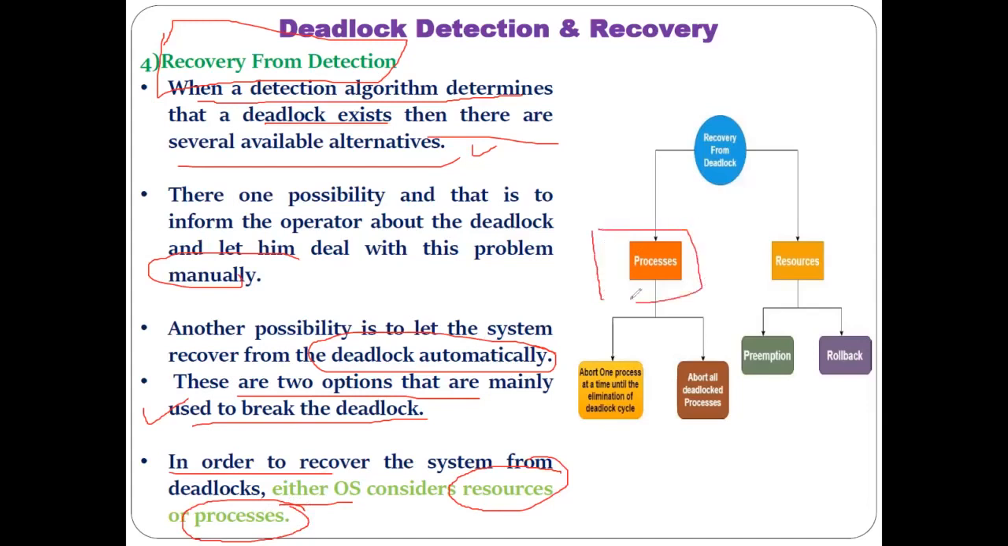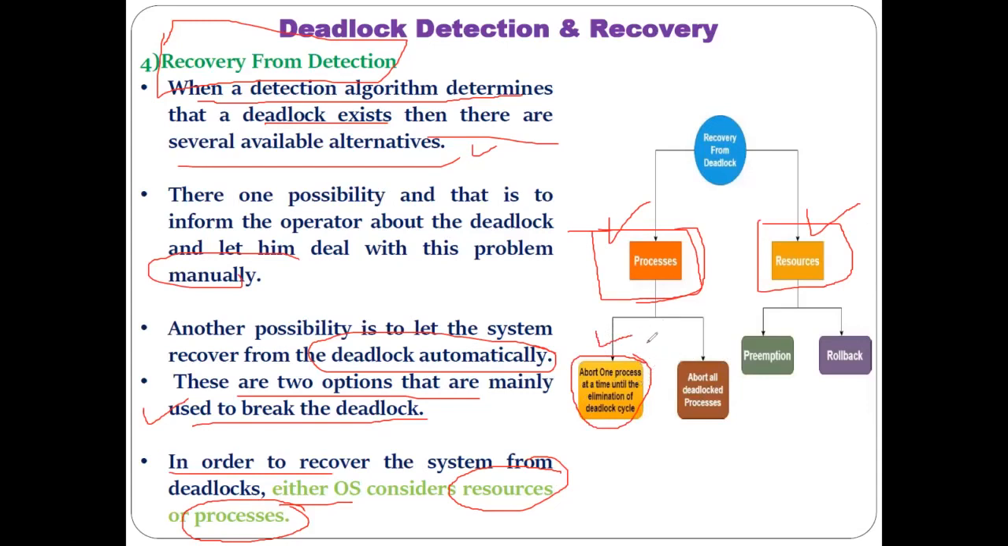Okay. So after the detection of the deadlock, recovery from the deadlock can be done by the operating system at two levels. First level is at the process level, and second level is at the resource level. Understood. So at the process level, killing of the process, one process at a time, is done. That in detail we'll see. Also, that is the first case in case of the process level.